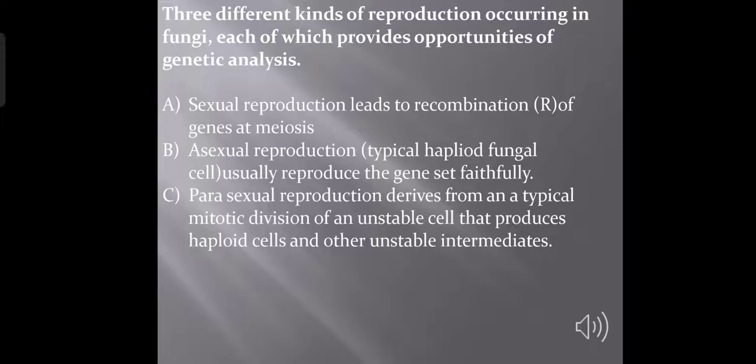Three different kinds of reproduction occur in fungi, each of which provides opportunities for genetic analysis. Sexual reproduction leads to recombination of genes at meiosis. Asexual reproduction usually reproduces the gene set faithfully. Parasexual reproduction derives from atypical mitotic division of unstable cells that produce haploid cells and other unstable intermediates.